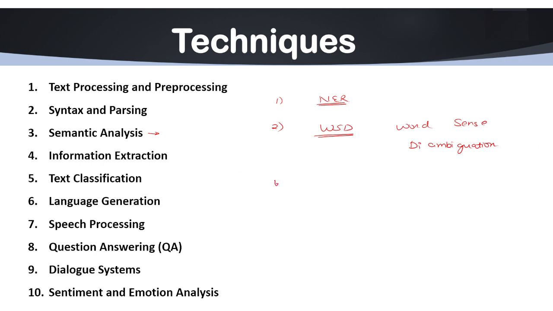Clear? Third point under your semantic analysis is coreference resolution. Detecting when different words or phrases refer to the same entity, that is, she is a girl, she is Ankita, she is Himani, right? So these help us detect the different words or phrases that refer to the same entity. This is called coreference resolution. Next technique we have is information extraction.